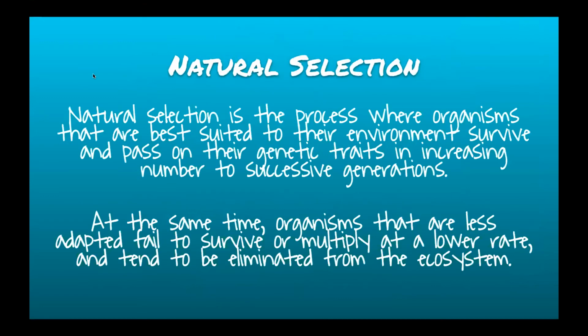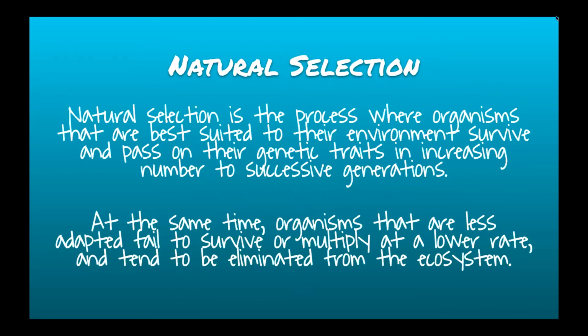Well, the first part is natural selection. So I'm going to read this brief definition and then kind of break it down for you. Natural selection is a process where organisms that are best suited to their environment survive and pass on their genetic traits in increasing number to successive generations. At the same time, organisms that are less adapted fail to survive or multiply at a lower rate and tend to be eliminated from the ecosystem.